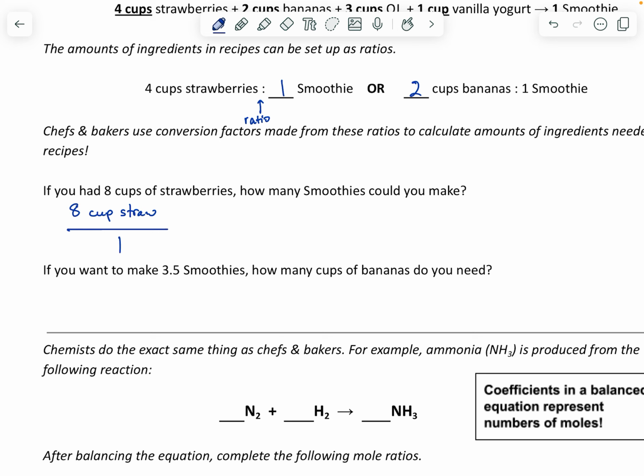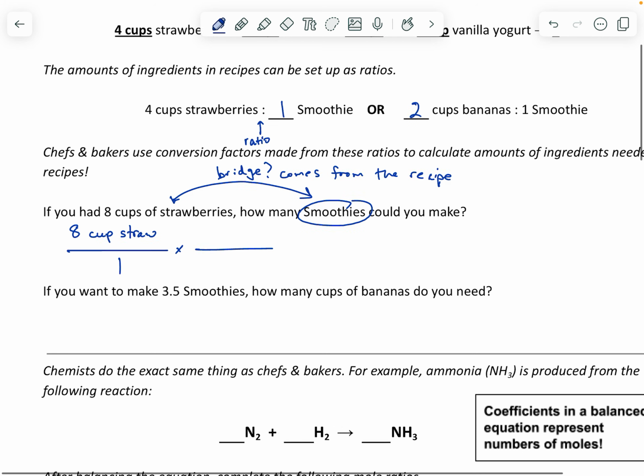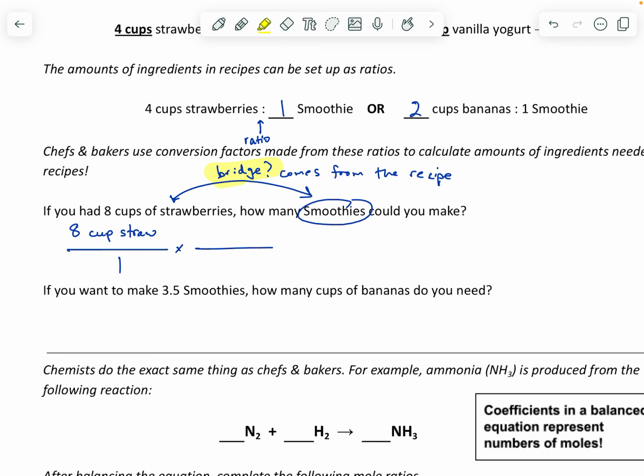So we're going to start off with what we're given, which is 8 cups of strawberries. We want to figure out how many smoothies we can get in the end. So what I have to do is figure out what is a bridge between strawberries and smoothies, right? And that bridge is going to come from the recipe. So I look and I say, okay, well, what equates this? So the bridge here is going to represent this step.